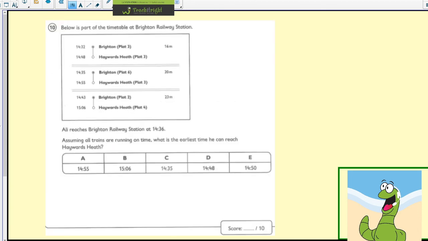All right, last question. Oh, this is a cool one. So this is a timetable of Brighton railway station. Ali reaches the station at 2:36. So he's got here just after this train, 2:36. Assuming the trains are running on time, what's the earliest time he can reach Haywards Heath?